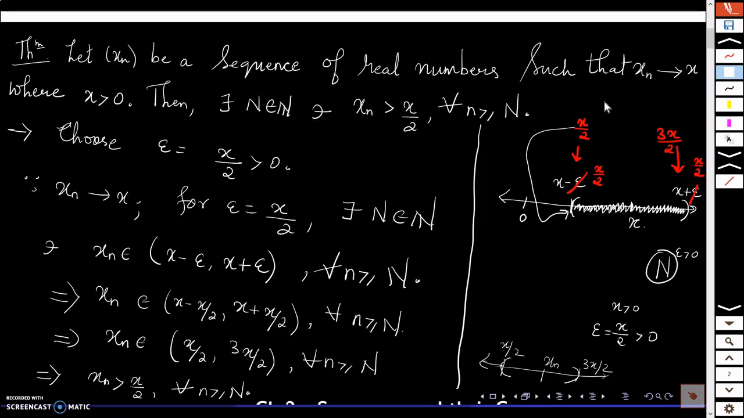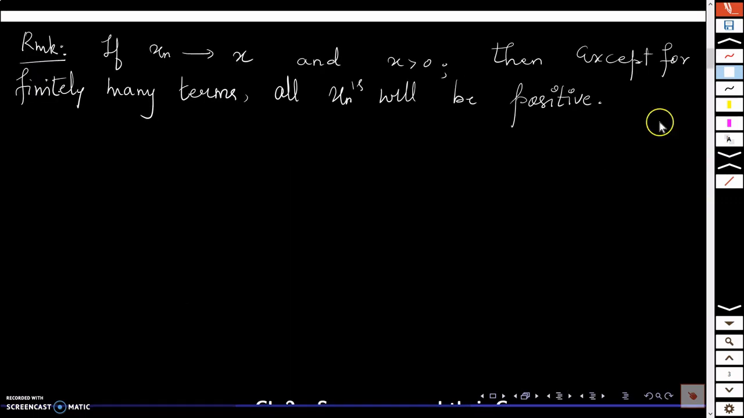So what it says, if a sequence xn converges to a positive limit x, then after a certain stage, there are finitely many terms which are excluded: x1, x2, x3 up till x capital N minus 1. Only those are excluded. After that, all the terms are greater than x by 2. And if they are greater than x by 2, because x is positive, 0 will be somewhere here, because x by 2 is positive. And all the terms are here, right? So except for finitely many terms, all the terms of the sequence will be positive. And that's what has been put in this remark.